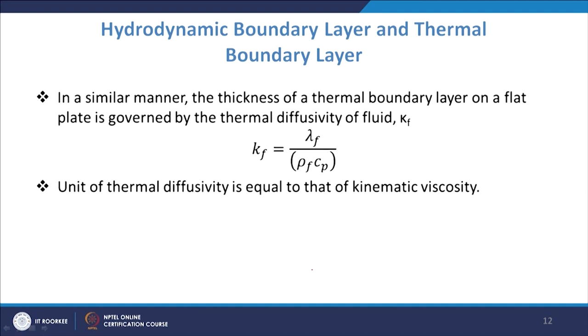Now, in the same manner you can have the thickness of the thermal boundary layer also on the flat plate, and that is governed by the property K f, that is your thermal diffusivity, which is lambda f by rho f Cp. Sometimes in some terminology you will see it as K by rho Cp. So, K is nothing but lambda f, that is thermal conductivity, rho is density, and Cp is the specific heat at constant pressure. That way we have the thermal boundary layers also, governed by these properties.